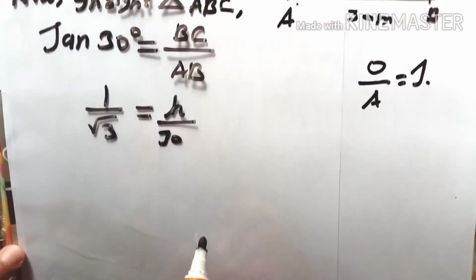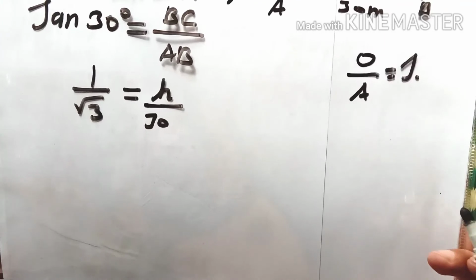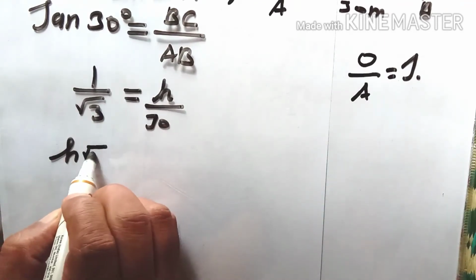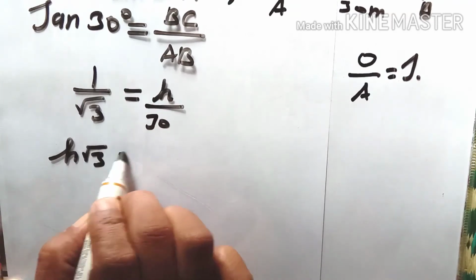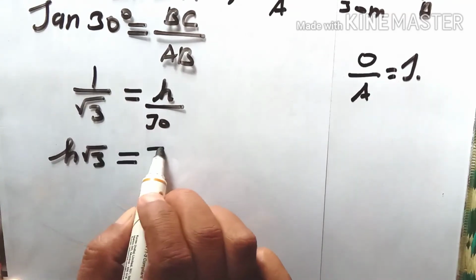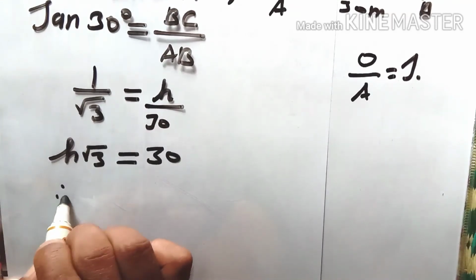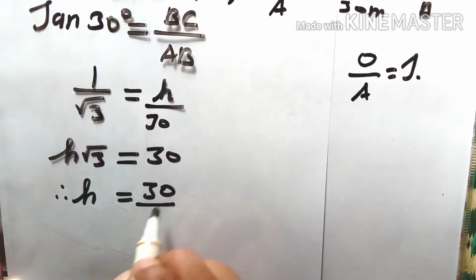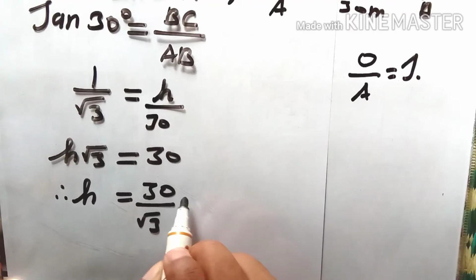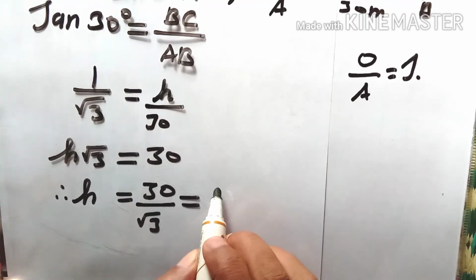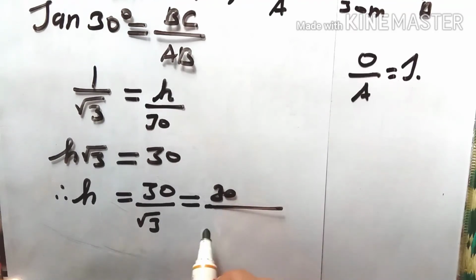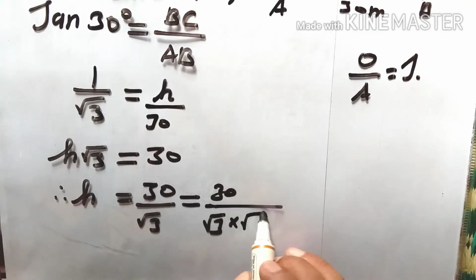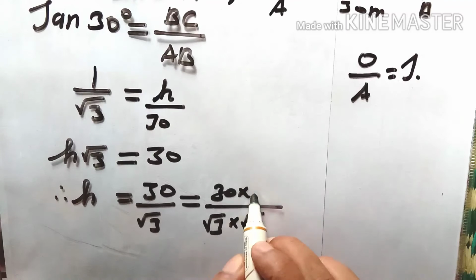Now take cross multiplication. Taking the cross multiplication we get h into root 3, which is equal to 30. Therefore h is equal to 30 divided by root 3. Now we can rationalize: 30 divided by root 3, multiplying by root 3 on both the numerator and the denominator.